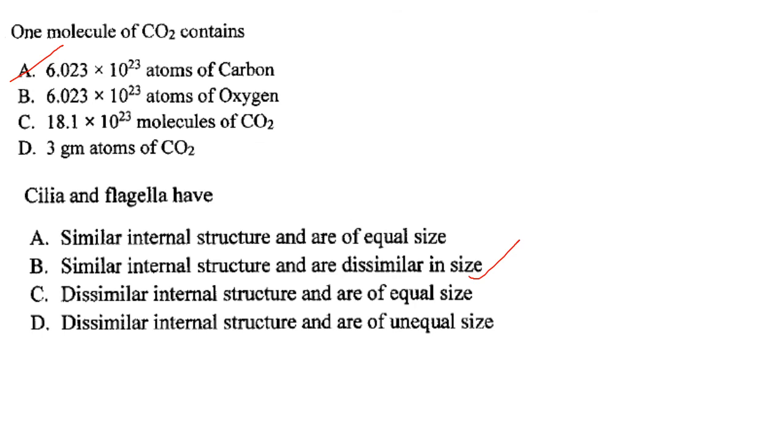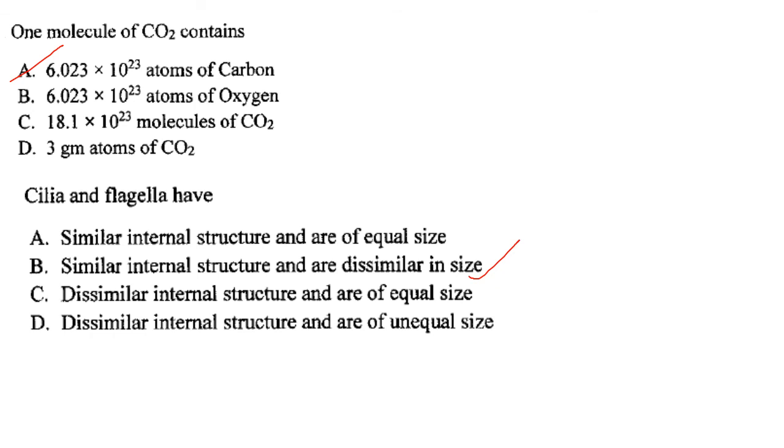Then next one. One molecule of carbon dioxide contains. So one molecule of carbon dioxide has one carbon atom plus two oxygen atoms. So 1 mole of carbon dioxide will be 6.023 into 10 raised to 23 carbon dioxide molecules. Or 1 mole of carbon dioxide contains 2 into 6.023 into 10 raised to 23 oxygen atoms. So option B is also wrong. Or you can say that 1 mole of carbon dioxide contains 6.023 into 10 raised to 23 atoms of carbon. Answer A is correct.